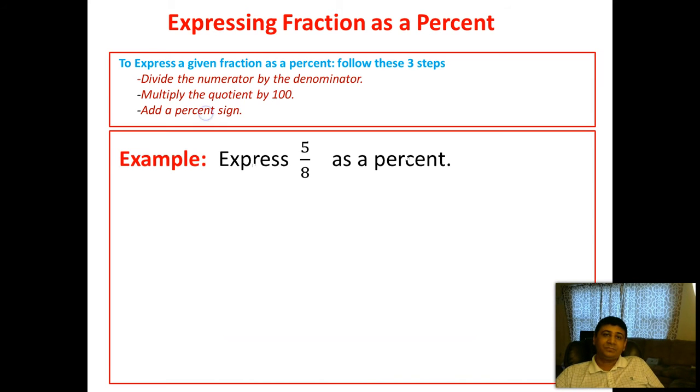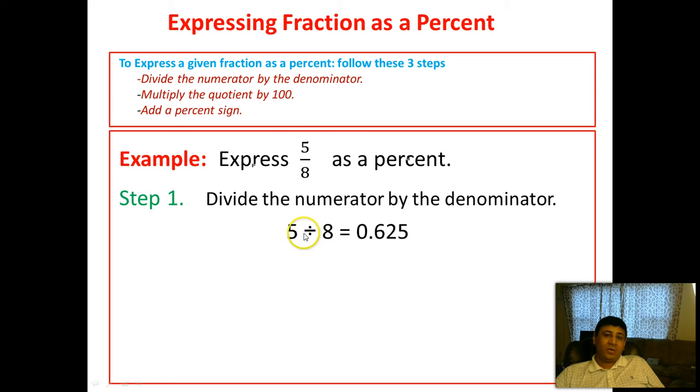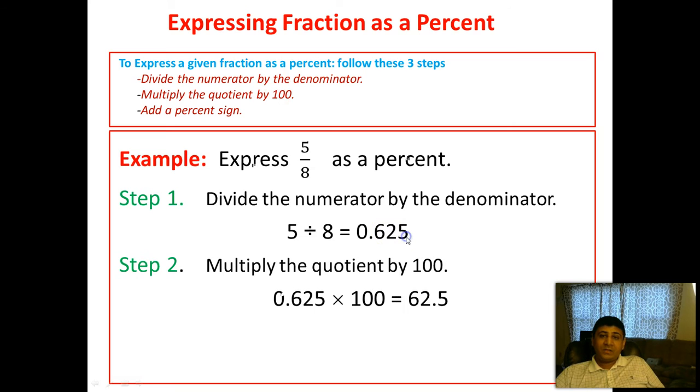Let's look at an example. Suppose you want to express 5 over 8 as a percent. First step is divide the numerator, which is 5, by 8. Okay, you can do it using a calculator. So when you divide 5 by 8, you get 0.625. What is the next step? Next step is multiply the quotient, whatever result you get, by 100. When you multiply this by 100, you will get 62.5.